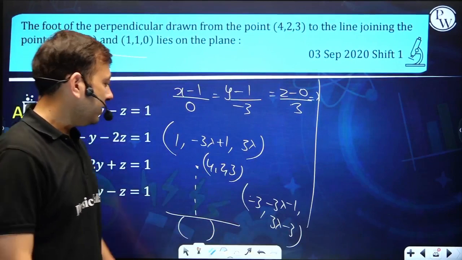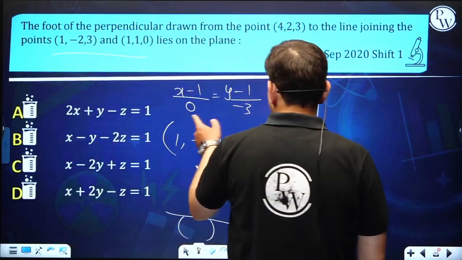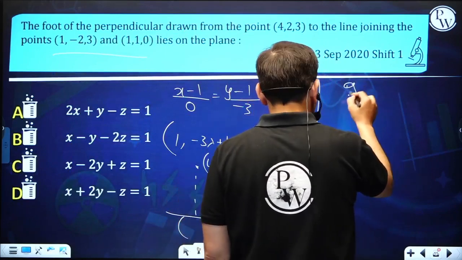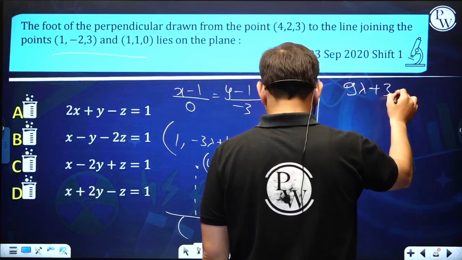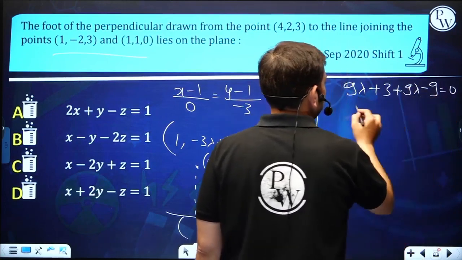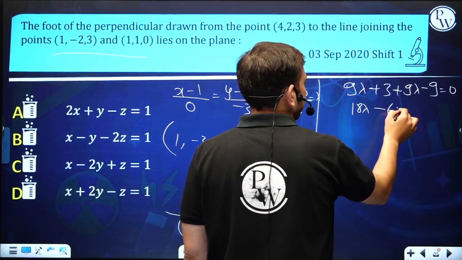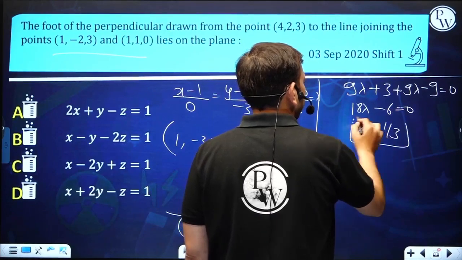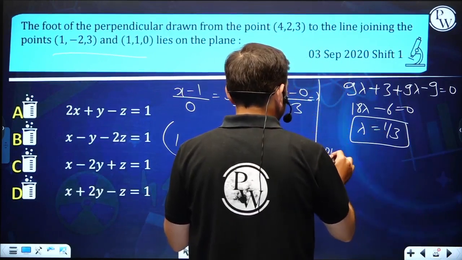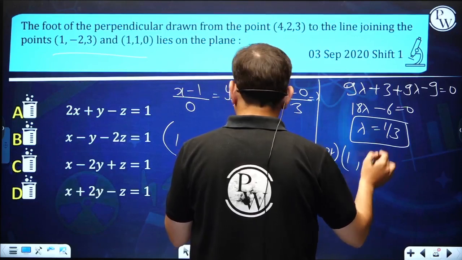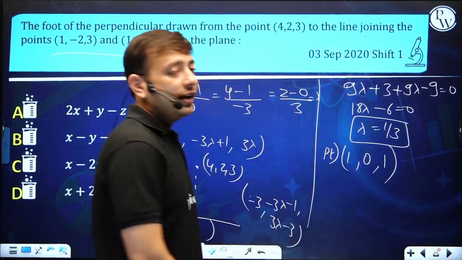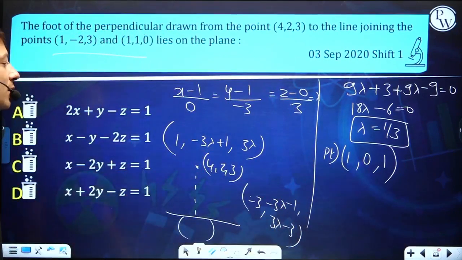This is your point. Now multiply the direction ratios: 0, then minus 3 times minus 3 will be 9 lambda plus 3, plus 9 lambda minus 3, equals 0. So 18 lambda minus 6 equals 0, and lambda equals 1 by 3. Now substitute here, so the point will become 1, the 3s cancel, so minus 1 plus 1 is 0, then 1. So the foot of perpendicular will be (1, 0, 1).